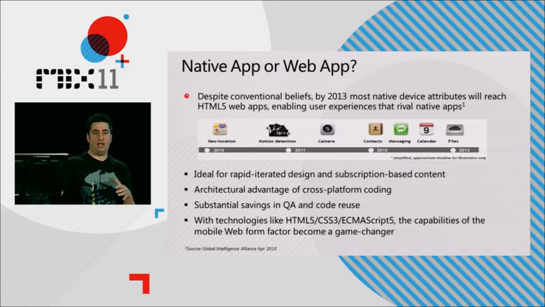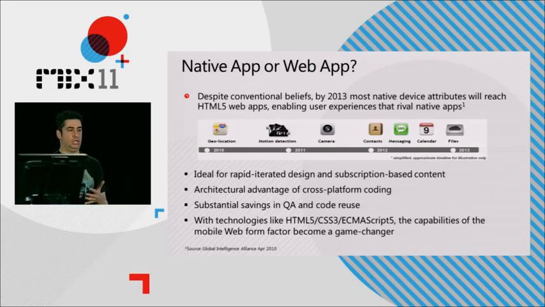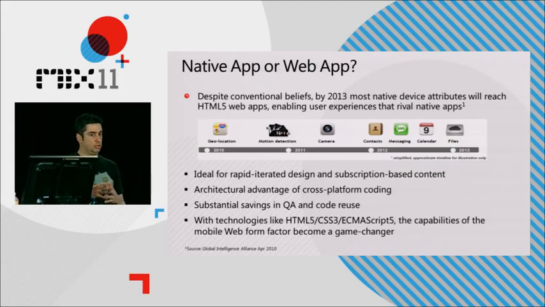It also provides a nice architectural advantage, being able to use the same markup across different browsers, using HTML5 and such, which usually results in substantial savings around things like QA. So I really think that over the next couple of years, we're going to see a real game-changing sea change in the kinds of things you can do on the phone in the web.